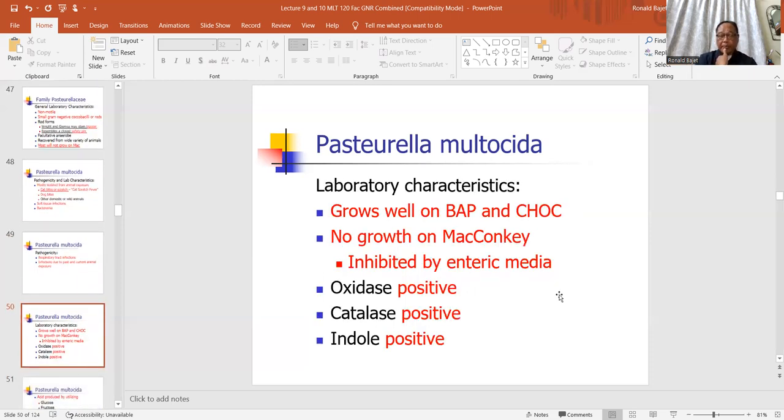Multocida will also grow on blood and chocolate, will not grow on MacConkey, and it's inhibited by enteric media. The enteric media, meaning the Salmonella-Shigella, the XLD, the HE, the CIN agar, those are your enteric stool media. Pasteurella multocida does not like those. It likes blood and chocolate, okay? It's oxidase, catalase, and indole positive. Pasteurellas are oxidase, catalase, and indole positive, non-motile.